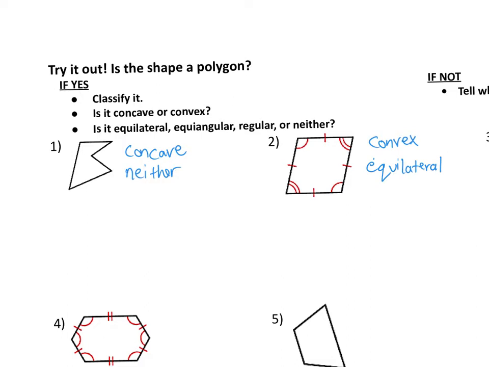Let's go back to number 1. Let's see how many sides number 1 has. It has 1, 2, 3, 4, 5. It has 5 sides. So this is a pentagon. And this is a convex equilateral. It has 4 sides, so this is actually a quadrilateral too.